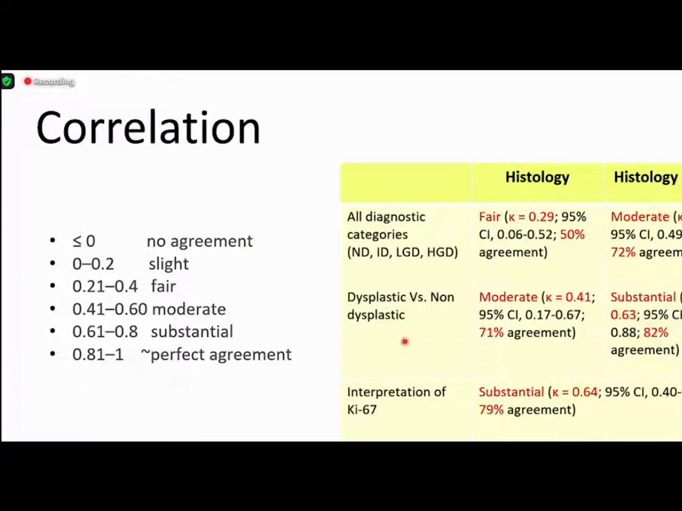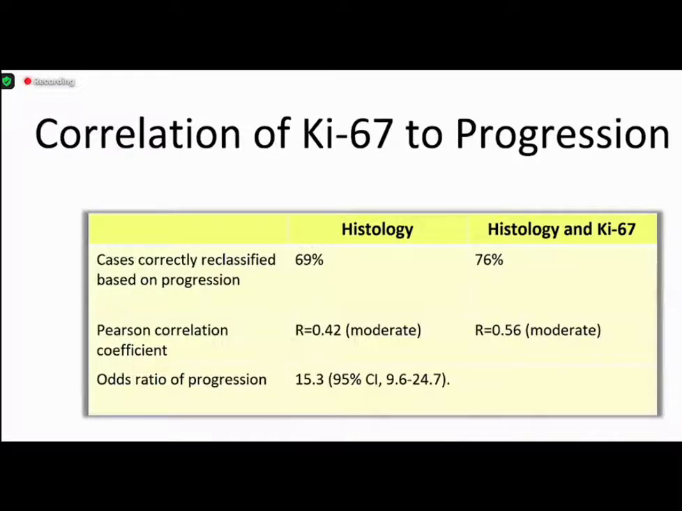When comparing dysplastic versus non-dysplastic, again we saw a similar trend, with improvement of kappa correlation from moderate, kappa value of 0.41 with 71% agreement, to substantial, kappa value of 0.63 and 82% agreement. And the agreement for interpretation of Ki-67 was substantial amongst pathologists, with a kappa value of 0.64.